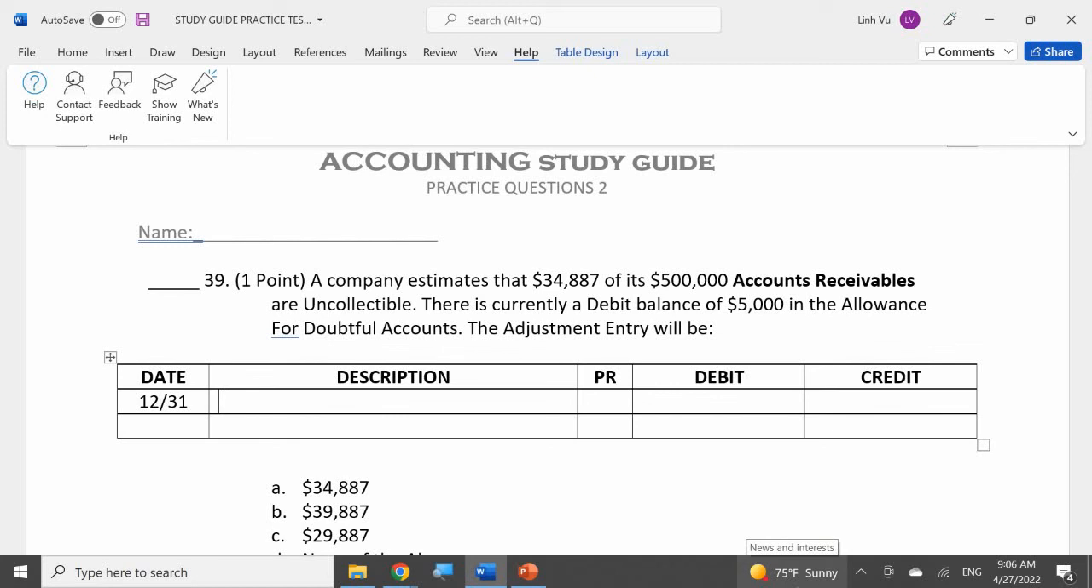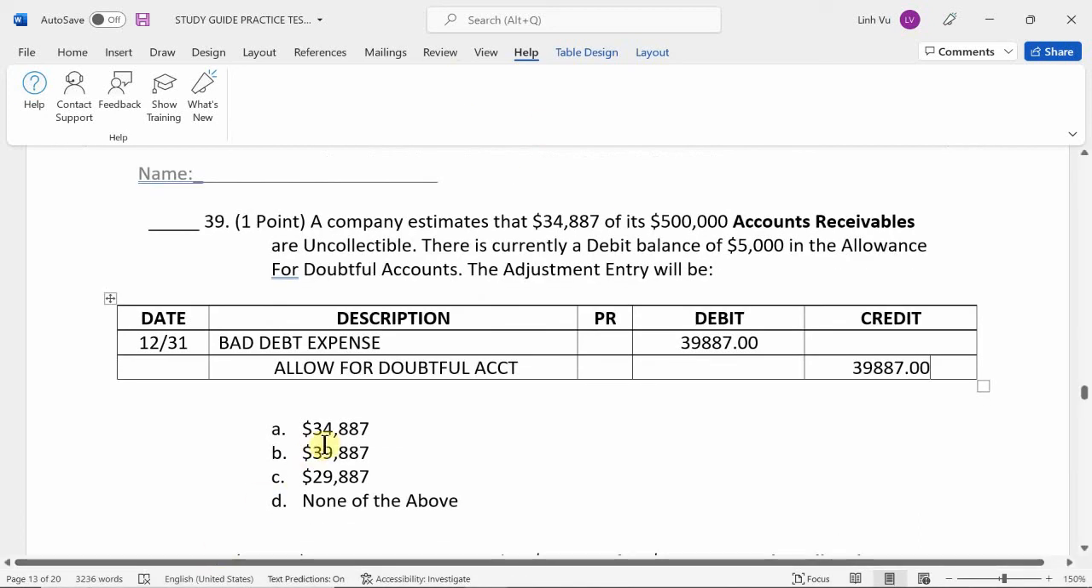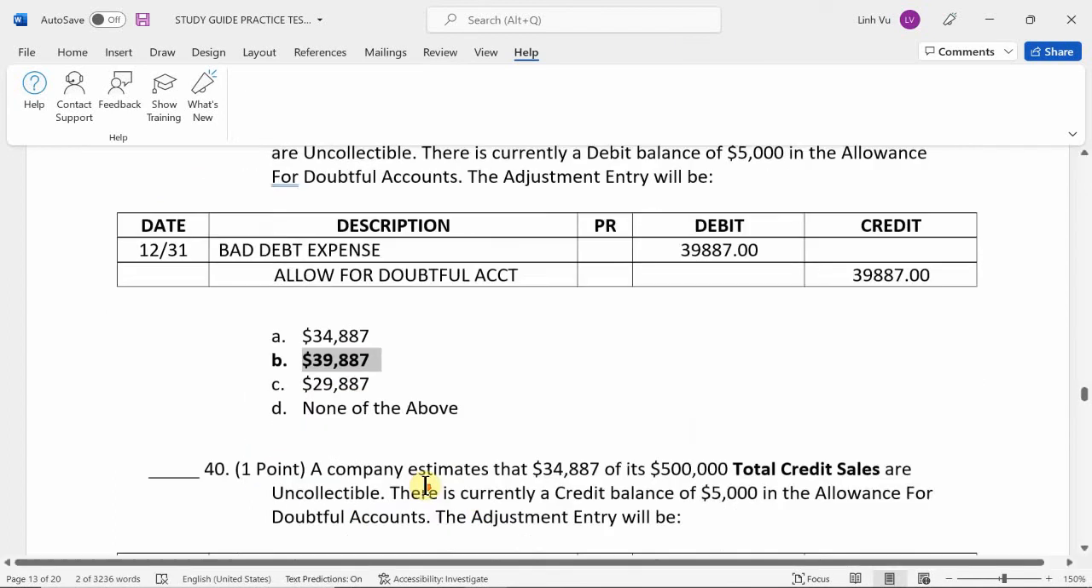So in this case, you're going to have your bad debt expense with the allowance for doubtful accounts, and it's going to be the 39,887 because you're adding the two numbers together. Okay. 34 plus 5 gives you 39.